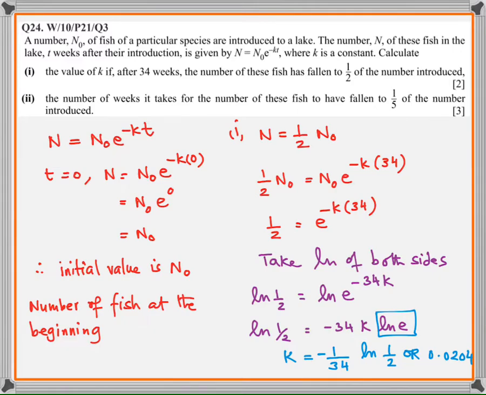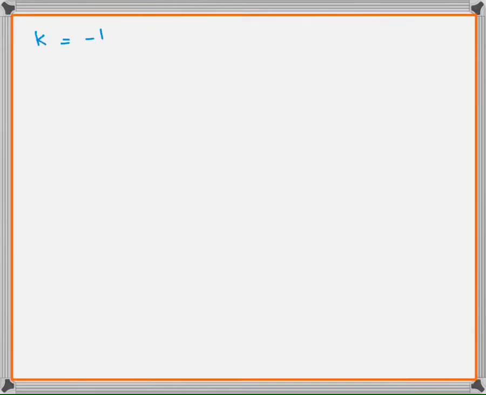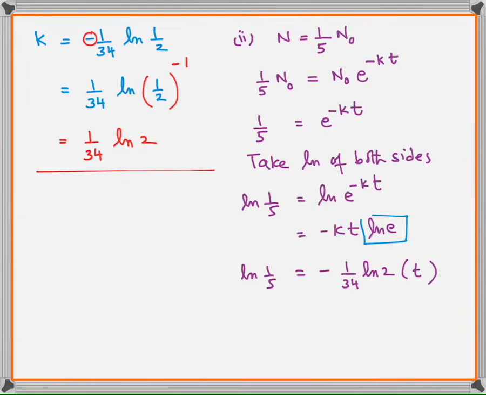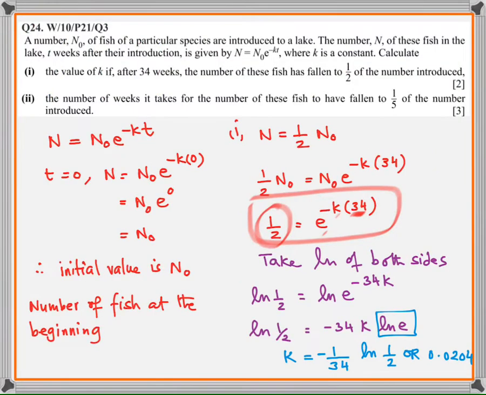Now remember this particular step: whenever it's a question of half-life, you will always have a half over here and e raised to the power of minus k times the time value for which the population decreases to half of its original value. It could be population, it could be the number of radioactive particles emitted. And then this part, okay, this is another way of doing it. Let me first read this. The number of weeks it takes for the number of these fish to have fallen to 1/5 the number of the original.